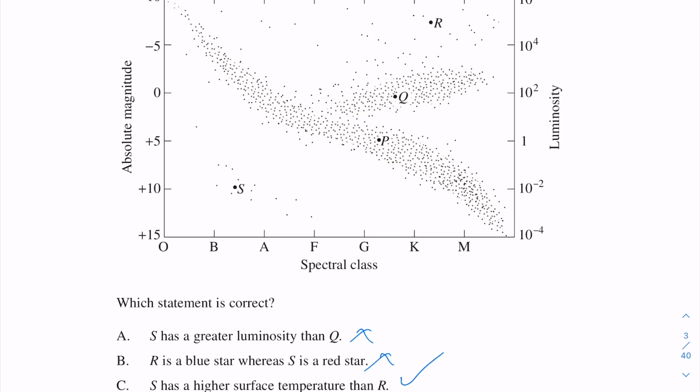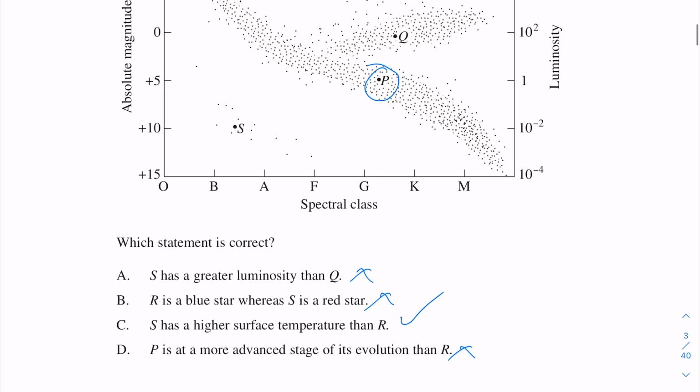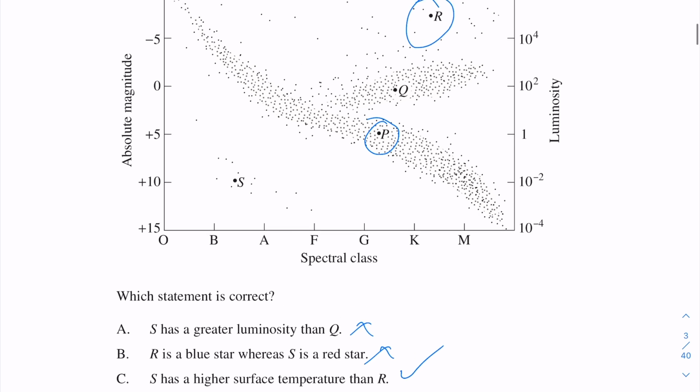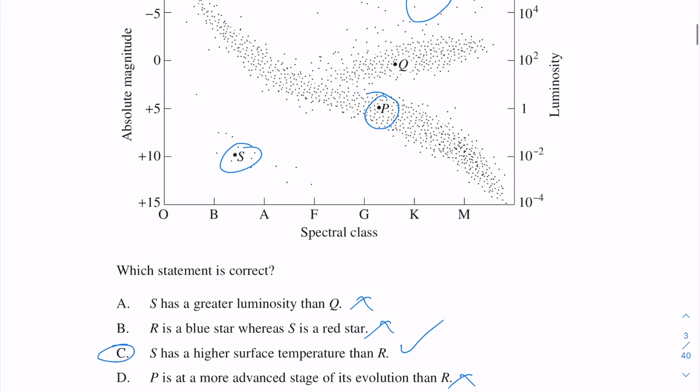P is a more advanced stage of its evolution than R. So P is a main sequence, R is a supergiant. Therefore, P is actually younger, so this is wrong. It should be the other way around. R is at a more advanced stage of its evolution than P. And therefore, this white dwarf, S, has a higher surface temperature than R. It's because white dwarfs are very condensed, but they're still very hot. And yes, it's therefore C.